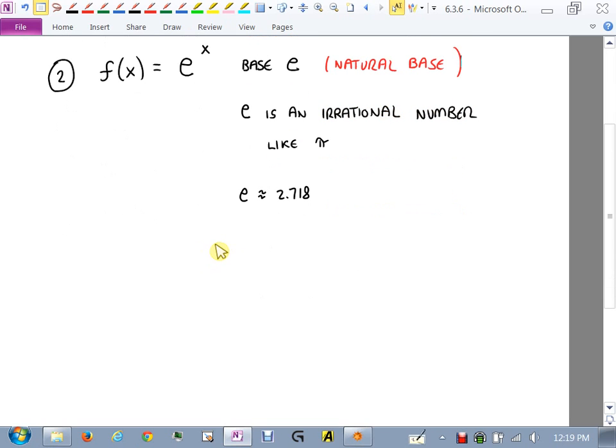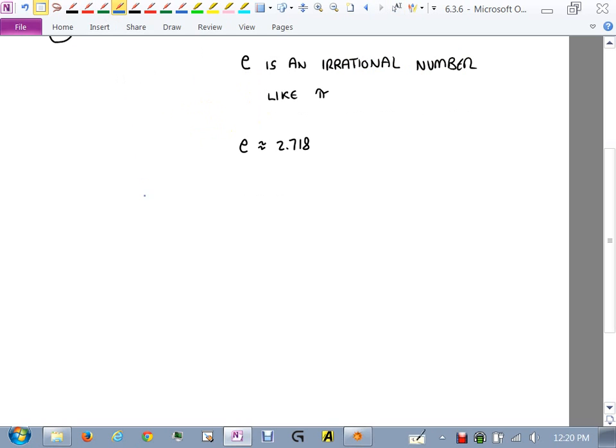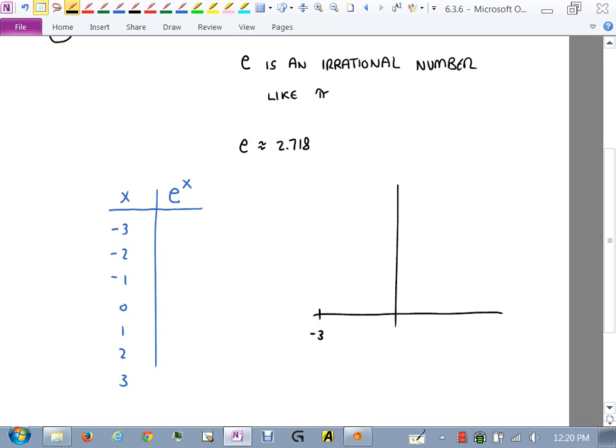So let's try and see if we can do this one. I want to graph this one, e to the x. I'd like to graph it by hand, making a table. x, e to the x. What are the standard numbers we're going to plug in? -3, -2, -1, 0, 1, 2, 3. And over here is going to be my graph. We already know it's going to look like exponential growth, but I want to actually know what the values are.